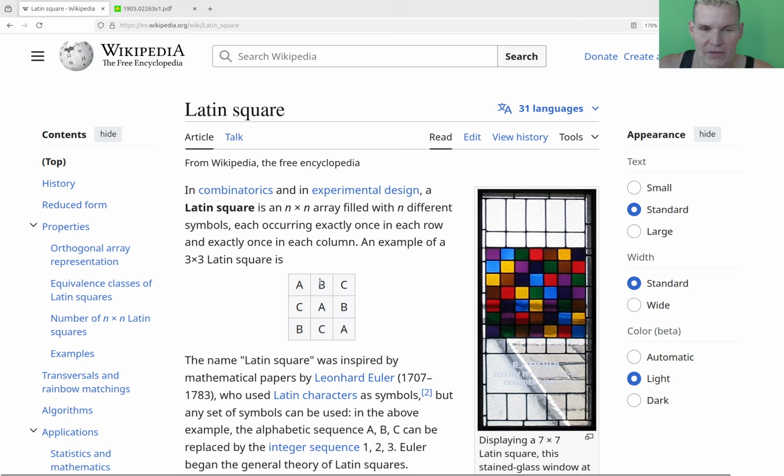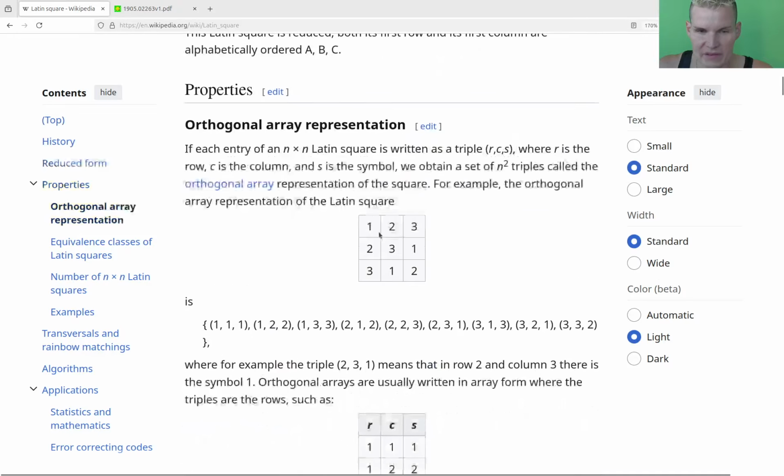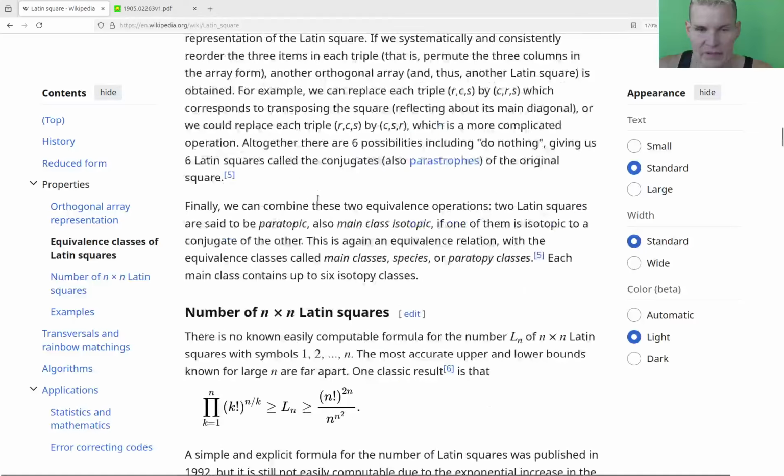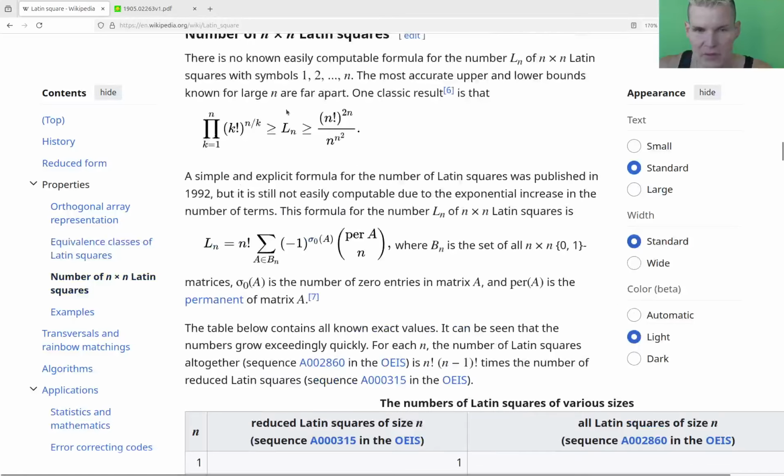And here's an example. A, B, C, and A appears in every row and column exactly once. B appears in every row and column exactly once. And C appears in every row and column exactly once. And then there are a few more examples. And there are quite a few of them. So the number of Latin squares is quite large. It's bigger than n factorial to the 2n. That's a very large number.